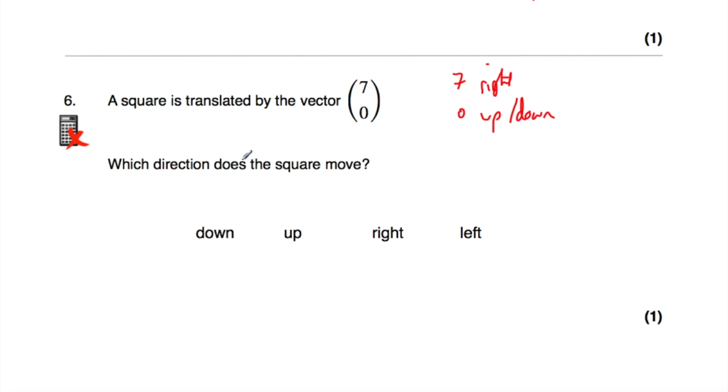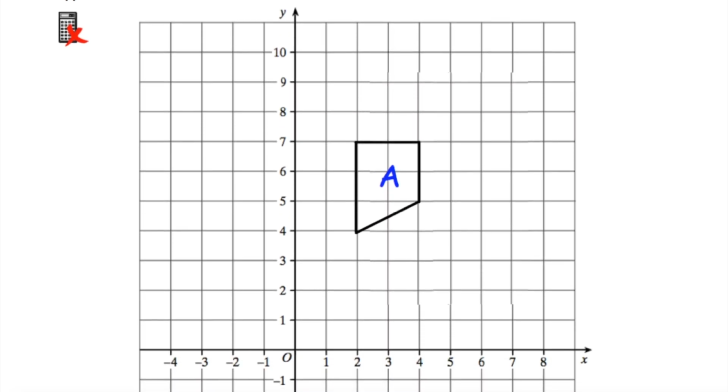So the question says, which direction does the square move? It's going to move to the right. It's going to move 7 squares to the right. And that's it. Okay, let's look at our next question, question number 7. Okay, so question number 7, we've got another trapezium.